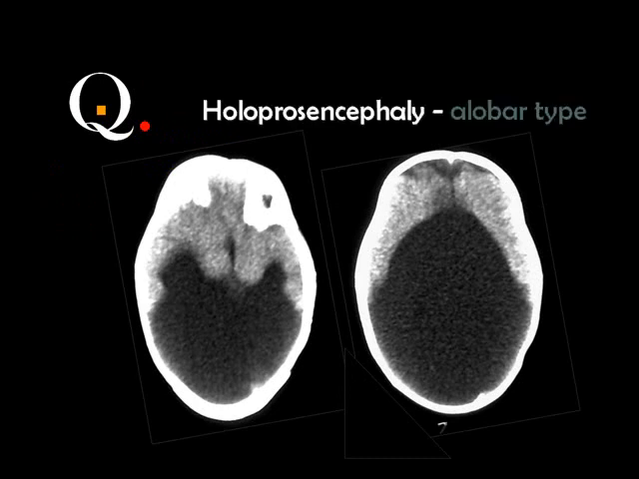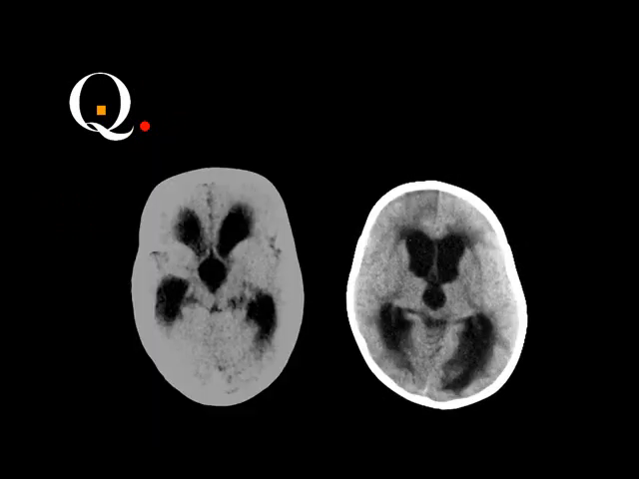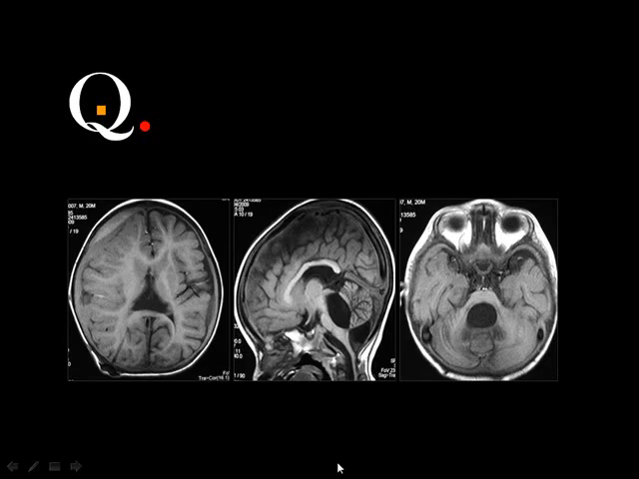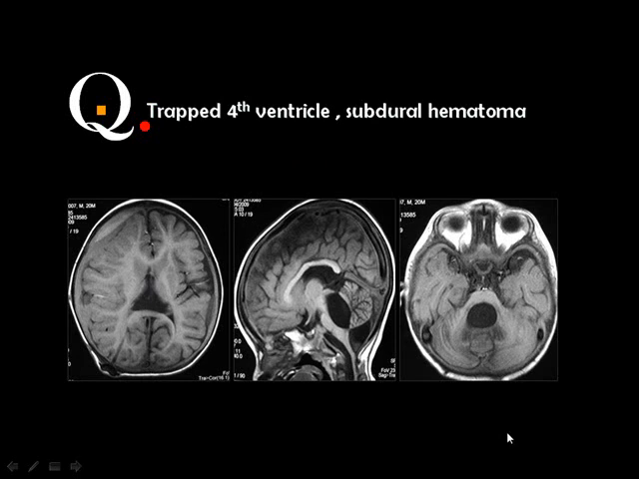A lobar holoprosencephaly. Okay. Aqueductal stenosis. Yes, very good. This is a trapped fourth ventricle. These are the lateral ventricles which are decompressed by the shunt tube with the resultant subdural hematoma, and the fourth ventricle is ballooned as seen in the sagittal and in the axial images. This is the trapped fourth ventricle with subdural hematoma.